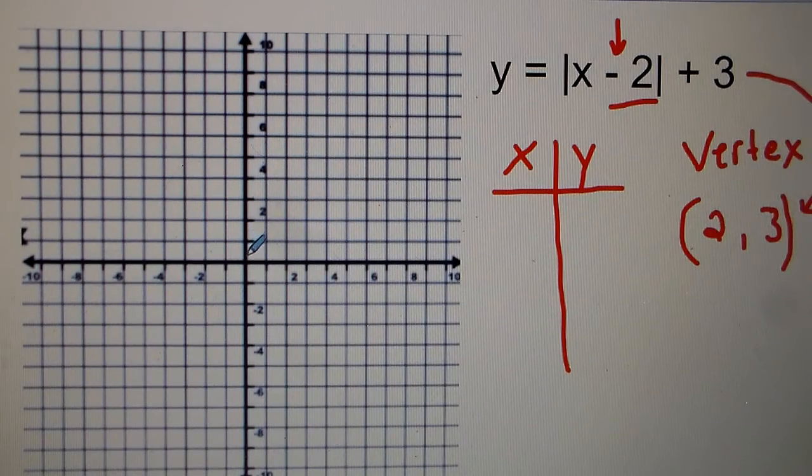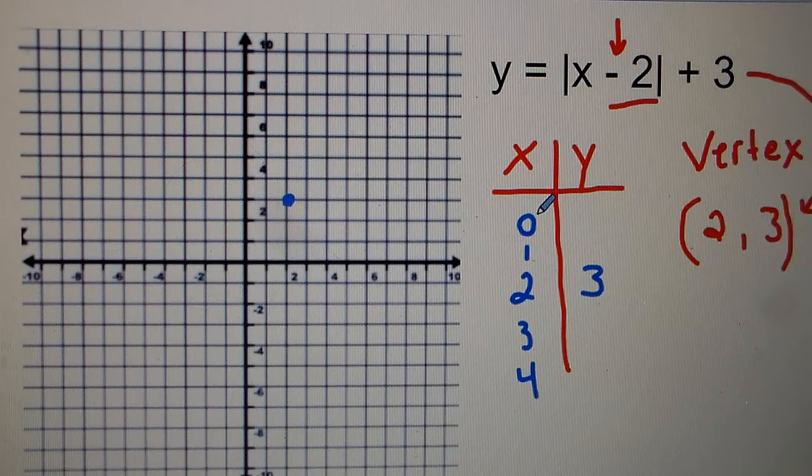So we plot the coordinate 2, 3, 2 to the right, 3 up. We plot that coordinate right there. That's the one that's going to be in the middle, 2, 3. So two numbers that are greater than 2 are 3 and 4, and two numbers that are less than 2 are 1 and 0.